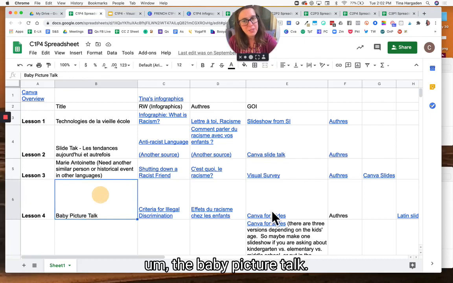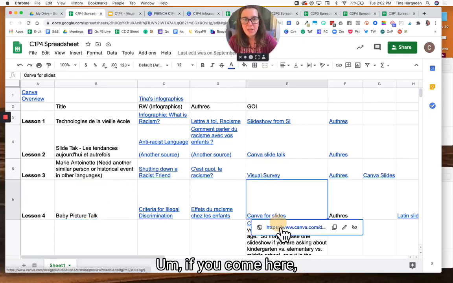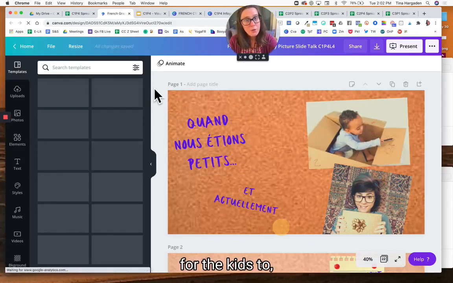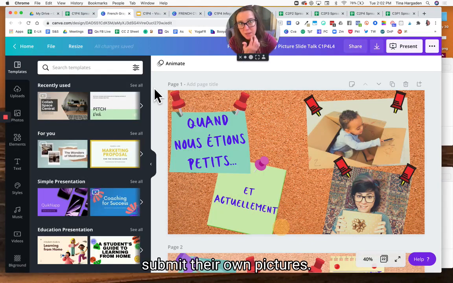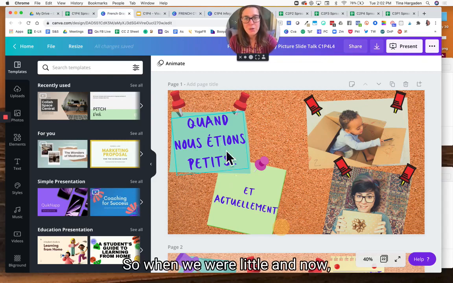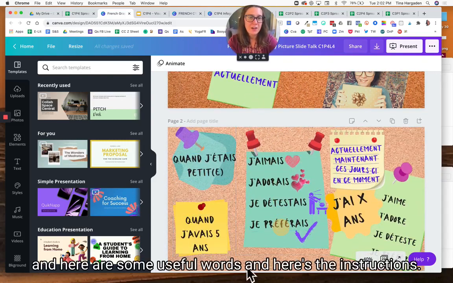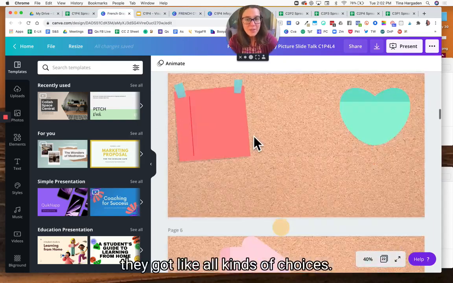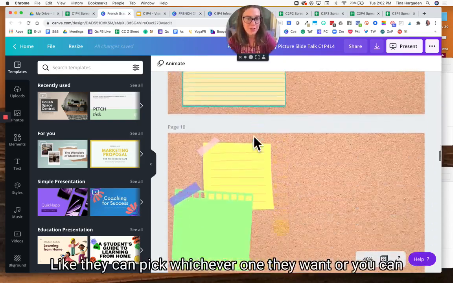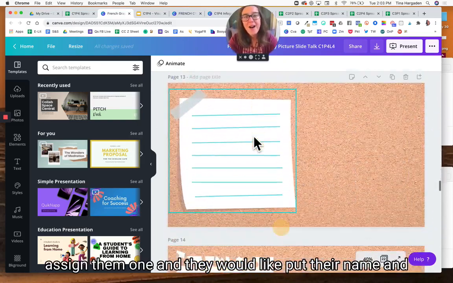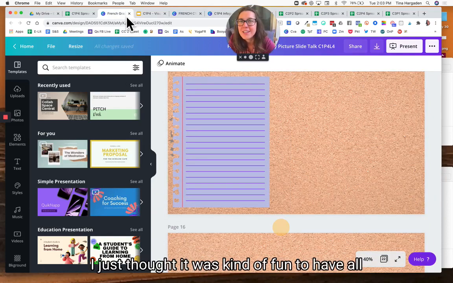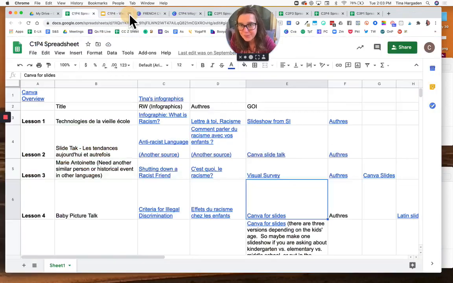The baby picture talk, if you come here, these are the slides that are in a Google slideshow for the kids to, again, submit their own pictures. So when we were little and now, and here are some useful words, and here's the instructions. And then this one, they get all kinds of choices. They can pick whichever one they want, or you can assign them one, and they would put their name and upload their stuff. I just thought it was kind of fun to have all those different choices.